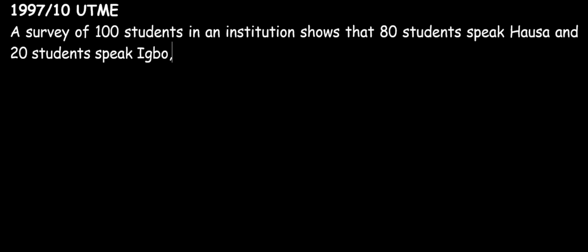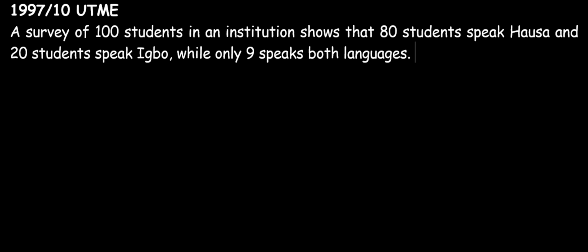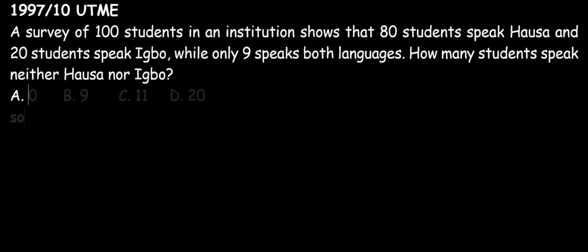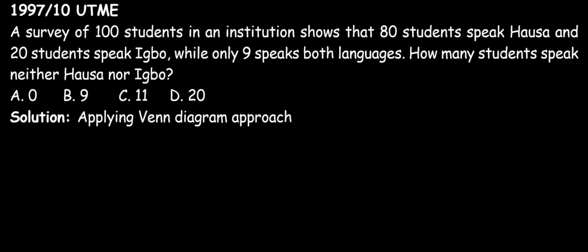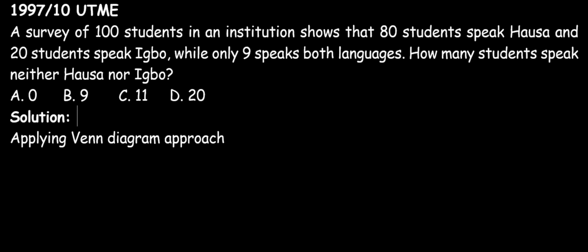Another example. In a survey of 100 students in an institution, it shows that 80 students speak Hausa and 20 speak Igbo, while only 9 speak both languages. How many students speak neither Hausa nor Igbo? The options are given. Solution. Applying the diagram approach, we have that A should represent Hausa and I will represent Igbo. Then X will be a student who speaks neither Igbo nor Hausa.